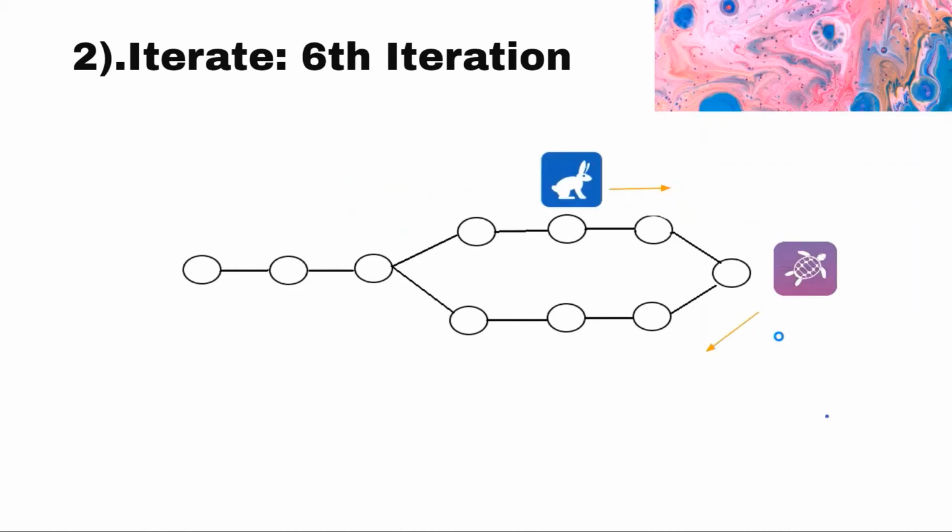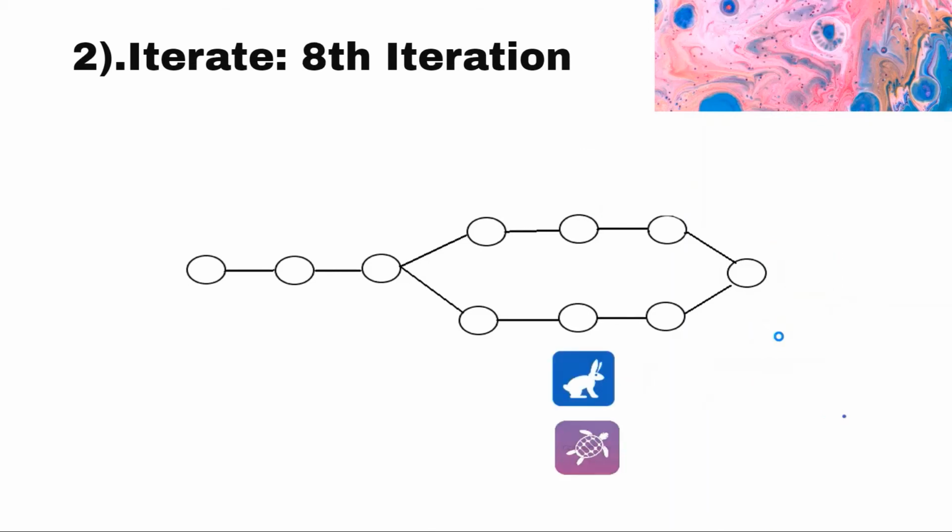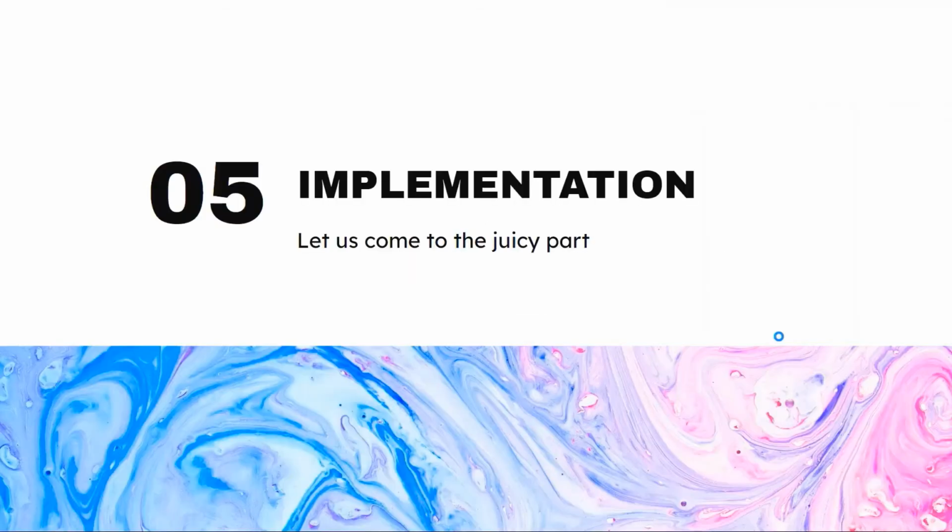Sixth iteration will be this. Seventh iteration will be this, and at the eighth iteration, the hare and the tortoise pointers are pointing at the same node. This symbolizes that the linked list has a loop, and we can remove the loop from here. We can get the start node of the loop, or we can get the length of the loop. Now let's see what we have further.